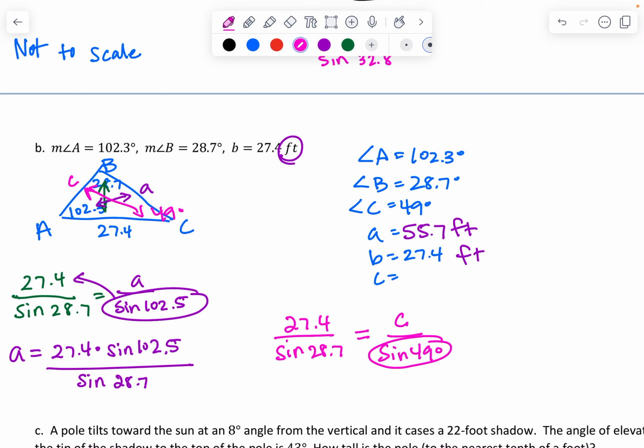Then we take this. We're going to multiply it through, so we get C is equal to 27.4 times the sine of 49 degrees over sine of 27.7 degrees, which if you put in your calculator, C will give you 43.1 feet.